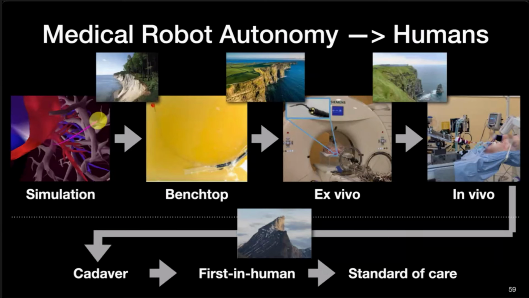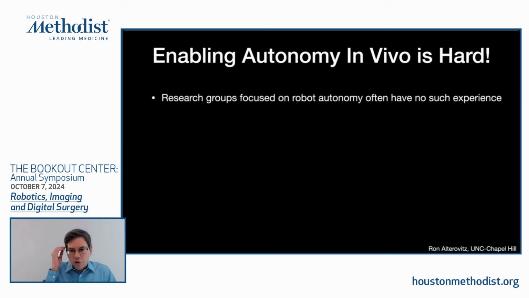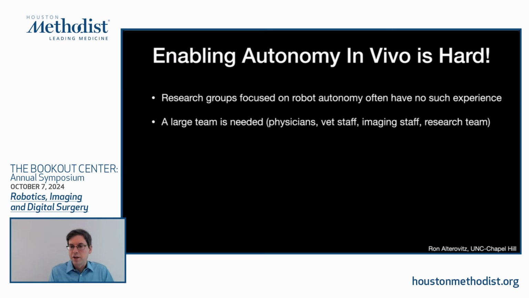And so I'm going to focus on that in vivo cliff as we move from ex vivo to in vivo, and what are some of the challenges that we encountered when taking robotic automation techniques and putting them in living tissue. So, sort of preaching to the choir here for anyone who has worked on this, or especially physicians who deal with this every day, but enabling autonomy in vivo is hard. Research groups that have focused on robot autonomy in general, sort of how to make robots autonomously operate in the real world, in many cases don't have experience with in vivo procedures. They have experience of autonomy in other settings, and this needs to be mapped into the in vivo space, which raises a whole slew of challenges.